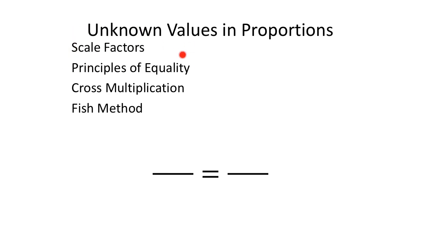You could use principles of equality, so hopefully everyone remembers, as long as you do the same thing to both sides of the equal sign, then you can maintain equality, and we're looking at the 4 basic operations. Cross multiplication is the most commonly used method. I personally prefer fish method though, and we'll go over all the other 3. We've already seen scale factors.